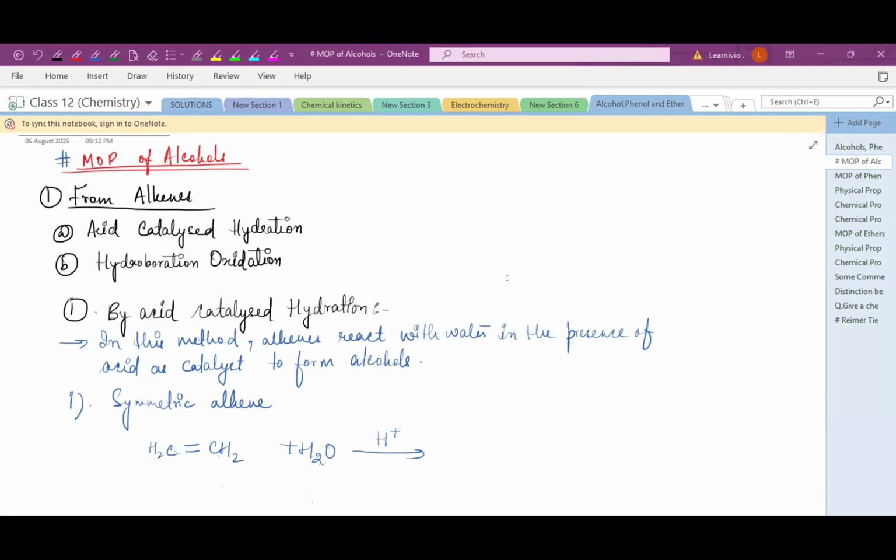So we have to start today the methods of preparation of alcohols. Five different methods we will see. So let's wait 1 to 2 minutes more. Let's wait for them, then we will start.